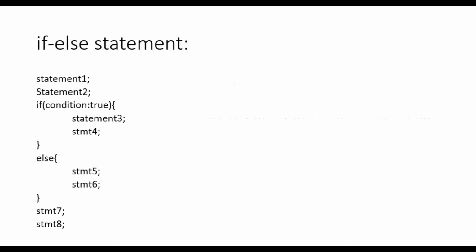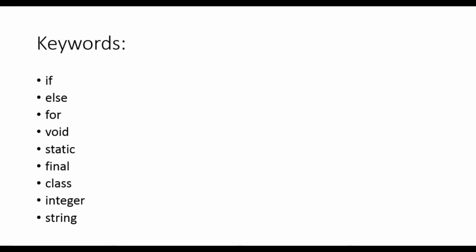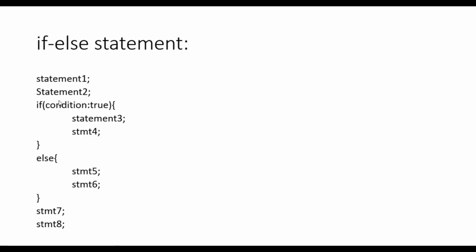Then we have the if-else statement. So here we have seen the keywords if-else. If you are having multiple conditions and depending on the conditions you want to execute a specific task, then go for if-else conditions. So here I have statement 1, statement 2, then I have an if-else condition. If the condition is true, then I want to execute statements 3 and 4. If the condition is false, then statements 5 and 6 will be executed. At last, independent of this if-else statement, statements 7 and 8 will be executed.